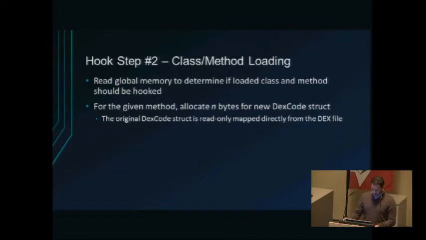So just to show what the DEX code structure looks like, it's not terribly important. But there's 16 bytes at the front, which are mostly sizes and offsets. So how many registers does this method use? How many inputs is it getting? How many outputs? How many tries and catches are in this? And then after that, which is a little more important, is the instructions. The INSN variable is an array of 16-bit instructions. So these are our bytecode.